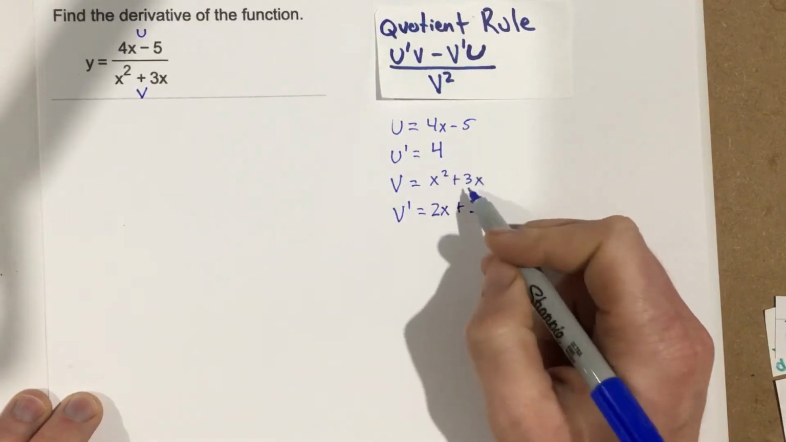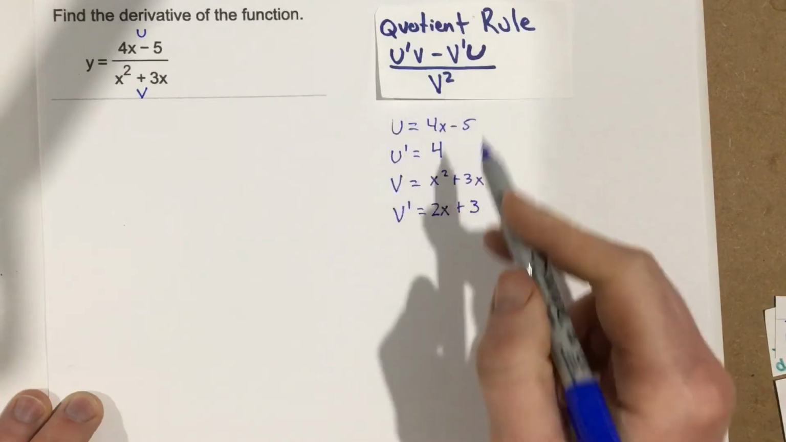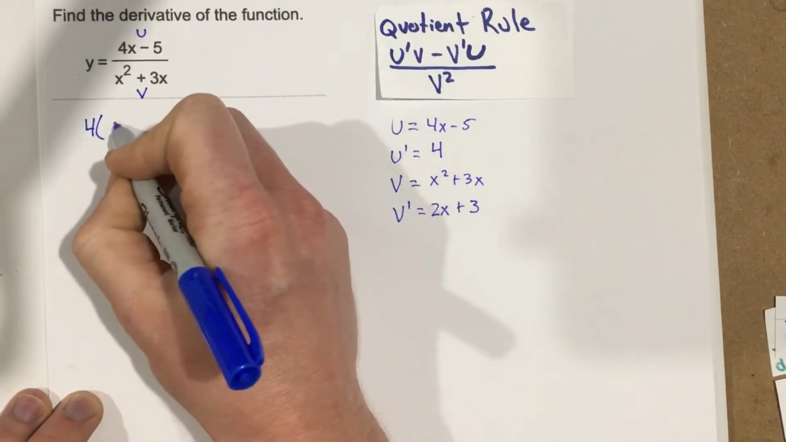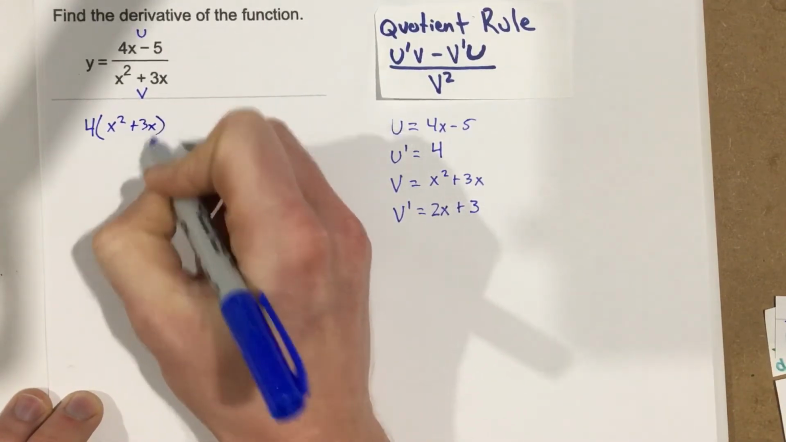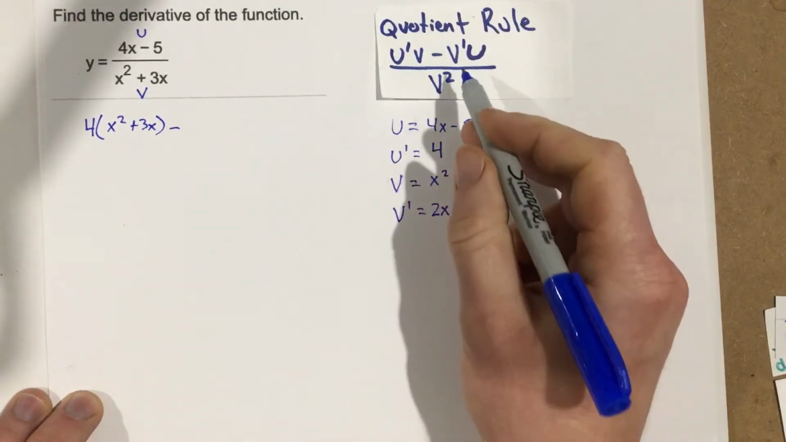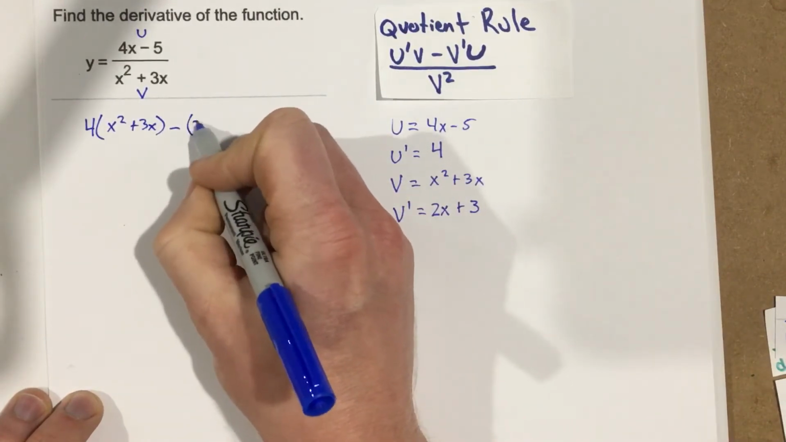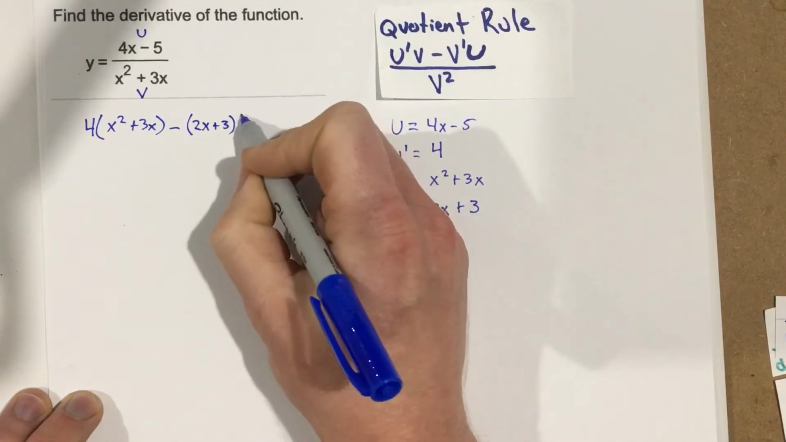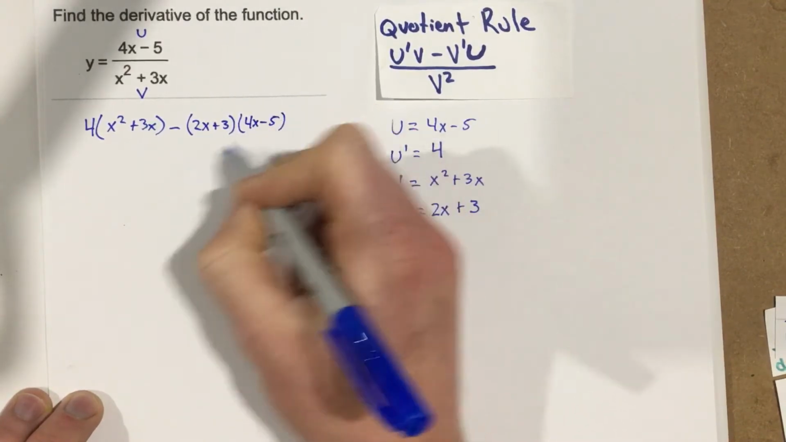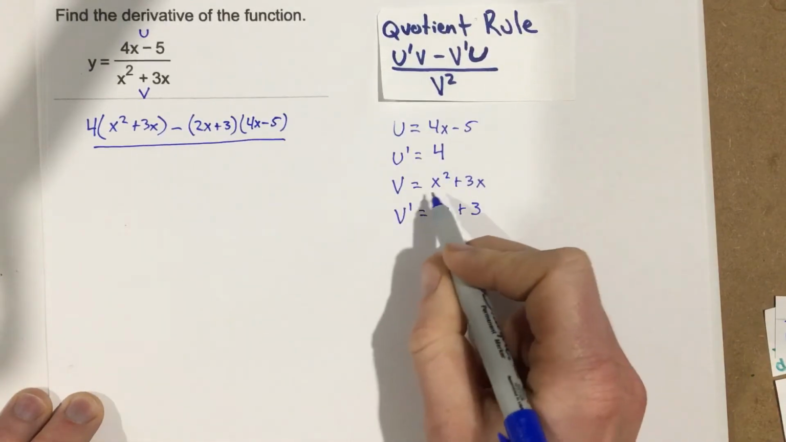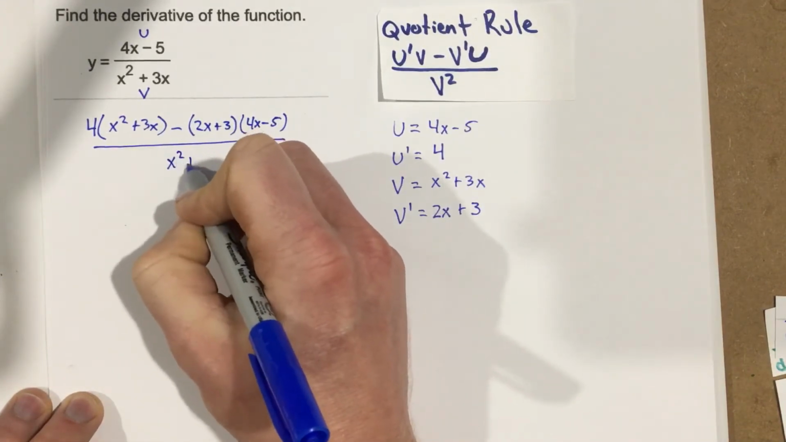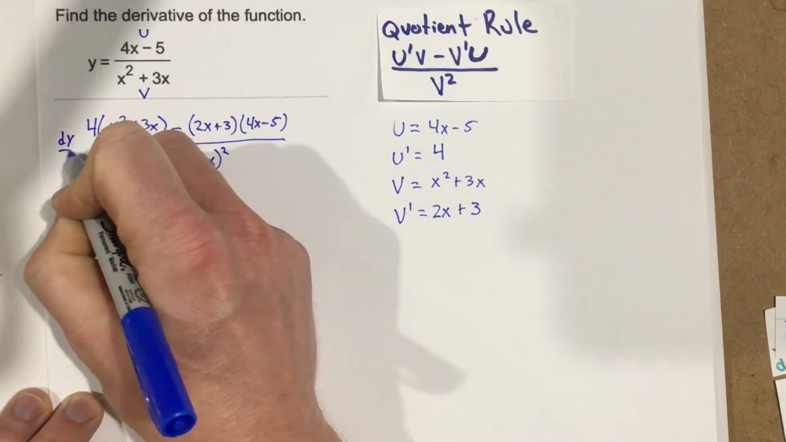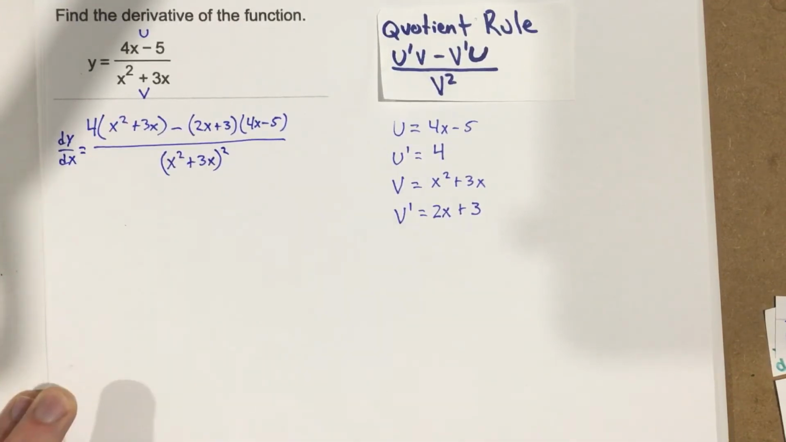So I took the derivative of each of these, and now I use the quotient rule. So u prime is 4 times v, which is x squared plus 3x, minus v prime, which is 2x plus 3, times u, which is 4x minus 5, all over v squared, which is (x squared plus 3x) squared. And remember, this is dy over dx, the derivative of y with respect to x.